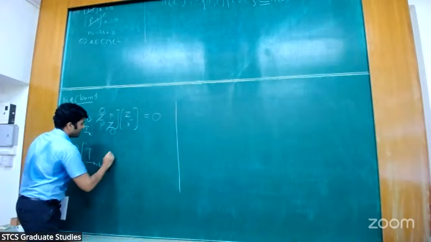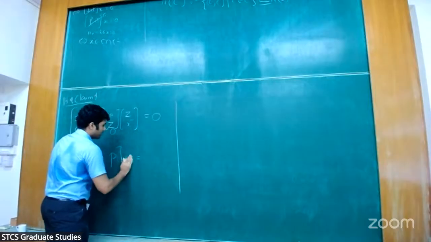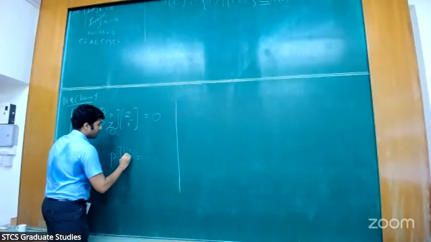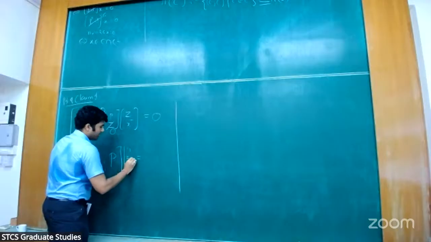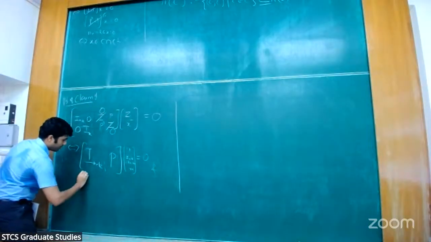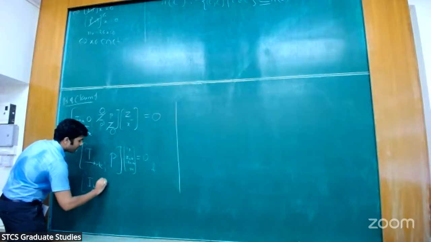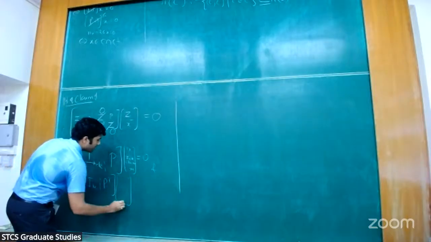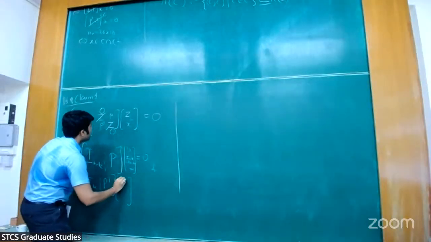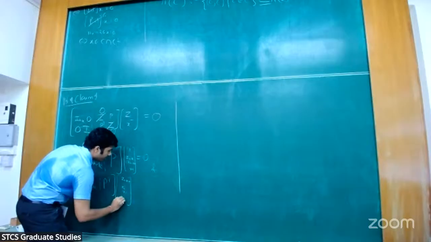I n minus k, P, z equals v1 to z n minus k, x n minus k plus 1 to x n, plus 0, and I, P transpose, z n minus k plus 1 to z n, x1 to x k.